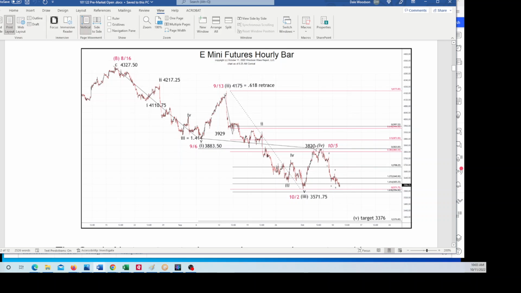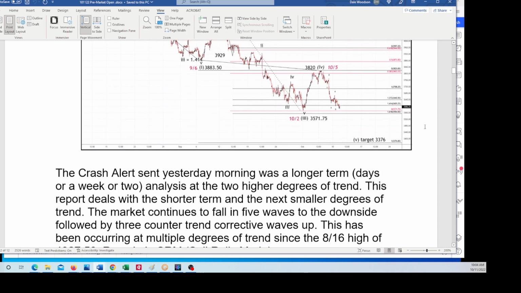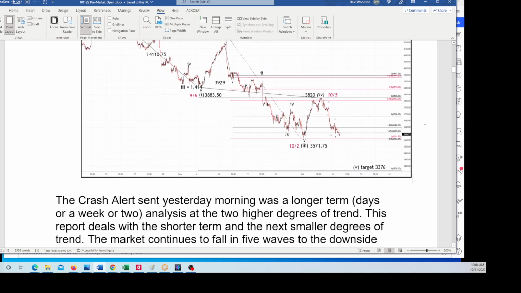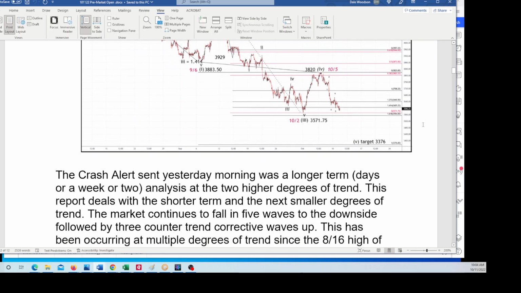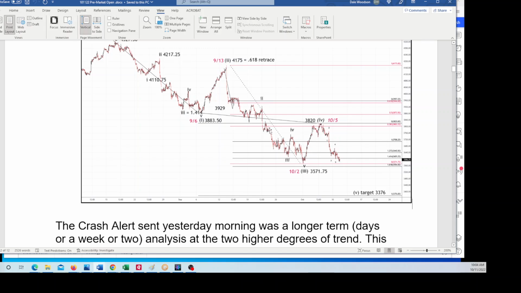If that 4 is in at 38.20, then the 5 target is down here at 33.76. That's where 5 in parentheses equals 1 in parentheses. This 4 should not go above the wave 1 in parentheses low, which is 38.83.50. But the interesting thing, again, is that I'm explaining this in shorter degrees of trend than the crash alert, which was a larger degree of trend. We're trying to deal with this internal wave count from that September 13th high.